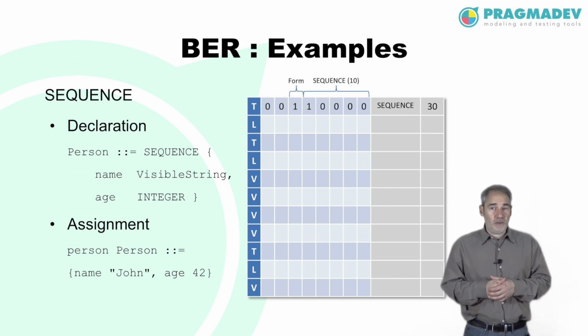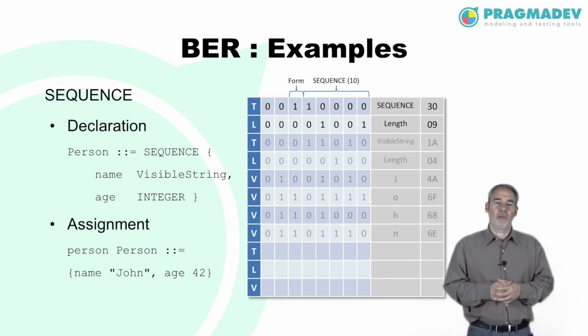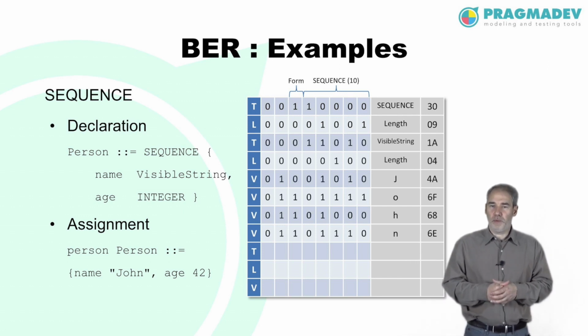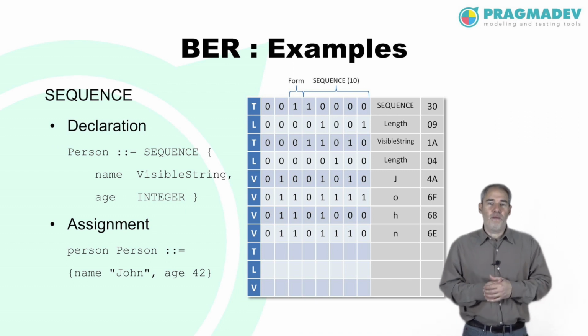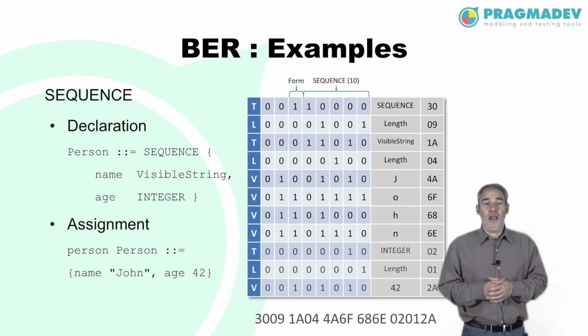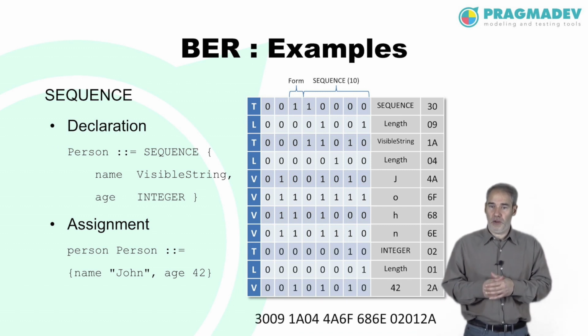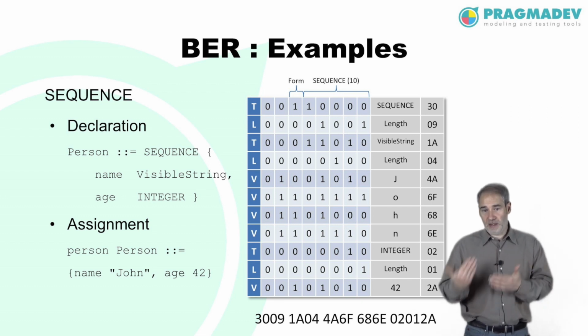The form bit in the tag byte will indicate it is constructed, followed by the sequence type value. The total length is 9 bytes. The value is actually the type of the first field of the sequence, a visible string, so the tag value is 1A, followed by 4, the length of the data, and the data itself, JOHN. Then comes the second field of the sequence, an integer, tag value 2, data is 2A, and length is 1. Okay, this is enough for BER.